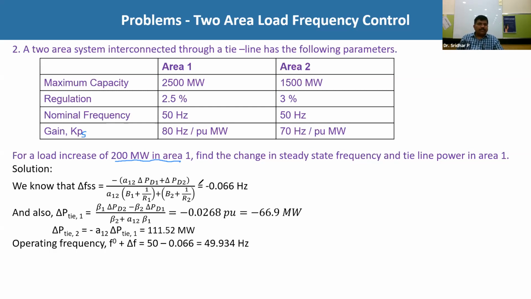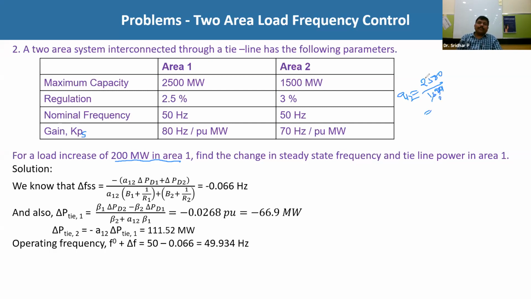The formulas are same. There is no difference at all. And he is asking us to calculate the same thing here, that is the steady state change and tie line power. But separately you have to calculate. So for example, A12 is equal to the capacity of area 1, that is 2500, by the capacity of area 2, so 1500.